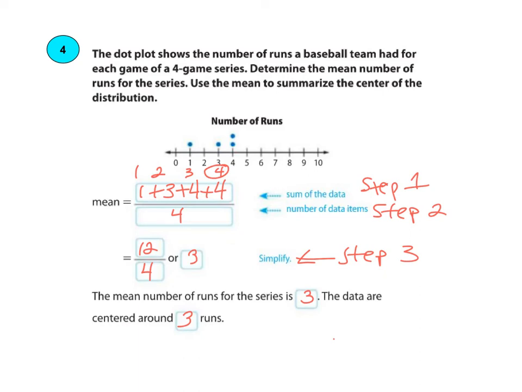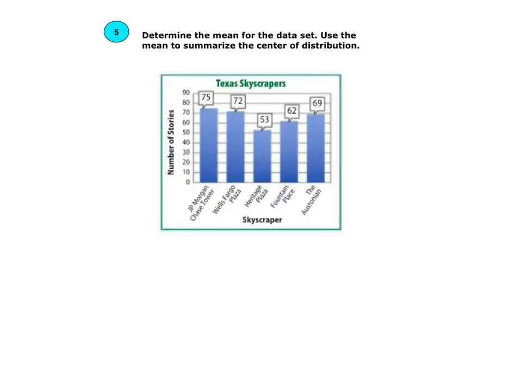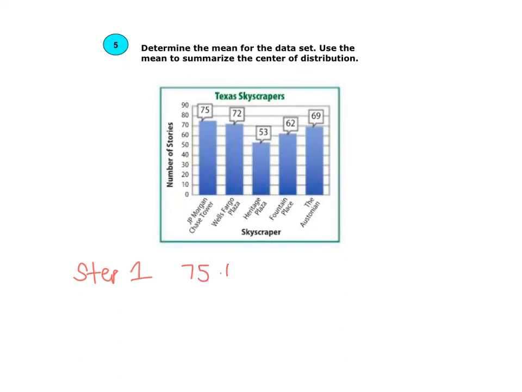All right, we're going to move on to one more example before you move on to do some independent practice. In our last example, we have a bar graph. And in the bar graph, we are measuring the number of stories for 5 different Texas skyscrapers. So the problem's asking us to determine the mean for the data set and use the mean to summarize the center of distribution. So again, let's do step 1. We need to sum up the data items. So we're adding up the number of stories for each one of those Texas skyscrapers.